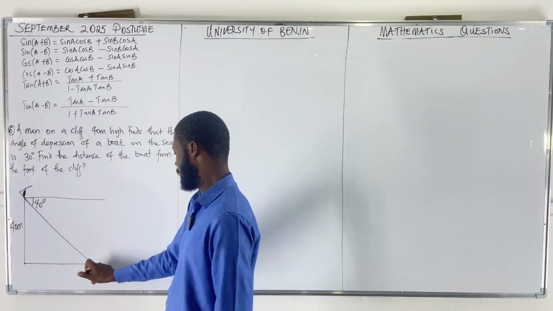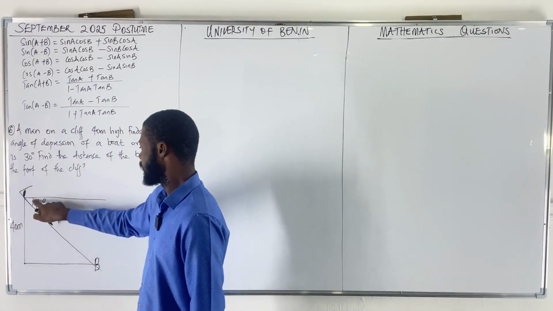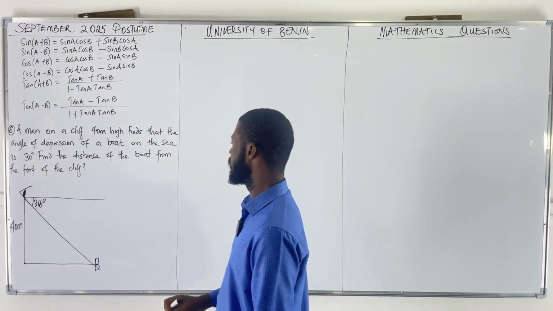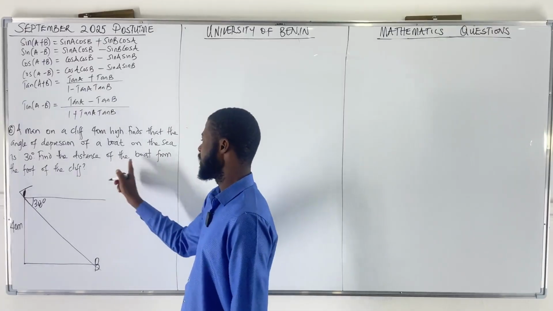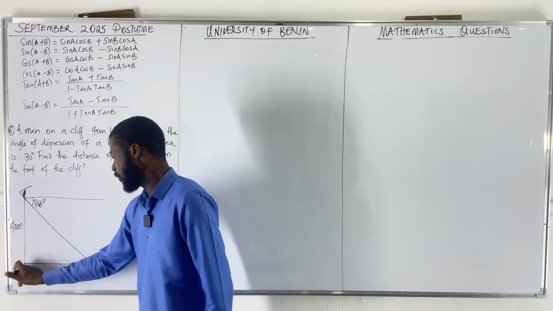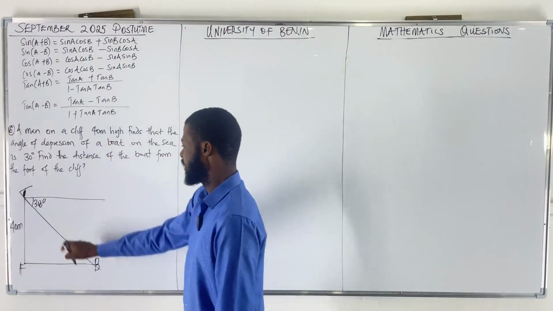Then the boat was here. So this is our boat. Okay, sorry, 30 degrees, not 40. So we have 30 degrees. Then the question is, find the distance of the boat from the foot of the cliff. So this is the boat, this is the cliff, and this is the foot of the cliff. So you have to find BF.